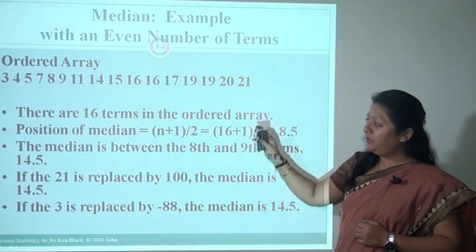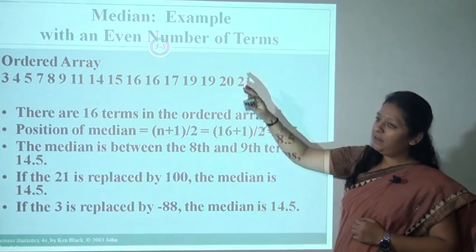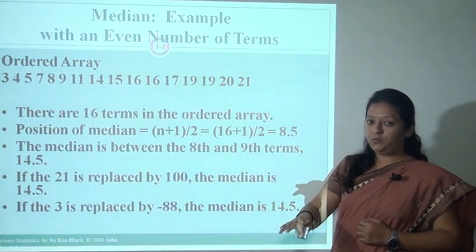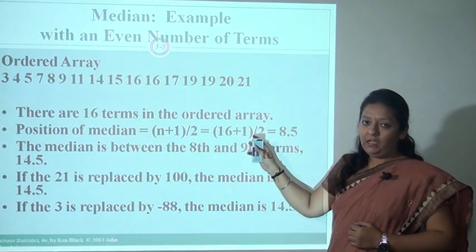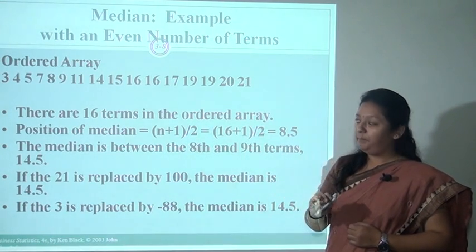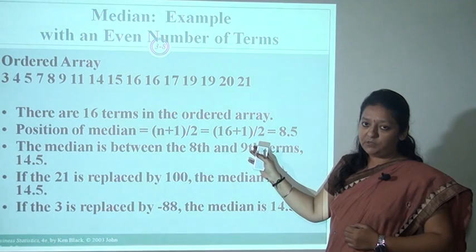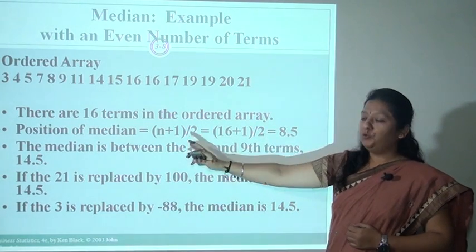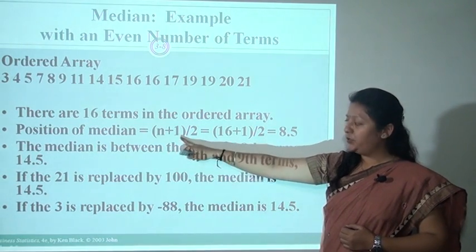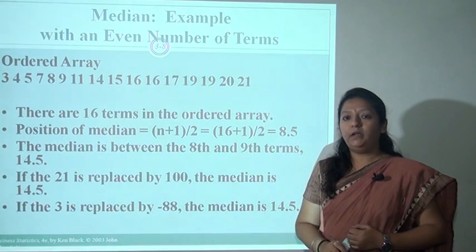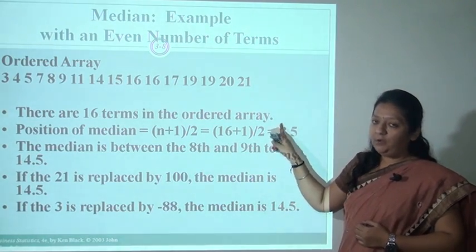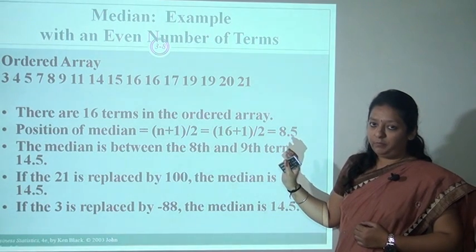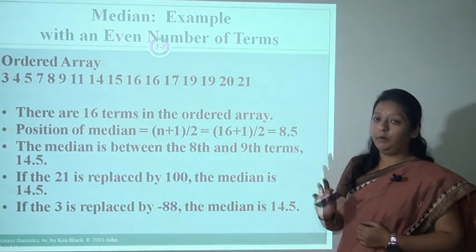Now again there is one more example. First we have seen an example of an odd number of items. Now we'll see an even number of items in an array. If there are 16 items in an array, then the position of the median will be calculated using the formula n plus 1 divided by 2. So here n is 16, and we get 8.5, so the median is the 8.5th term.